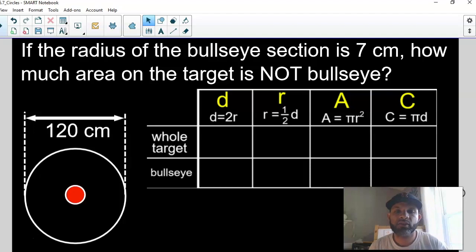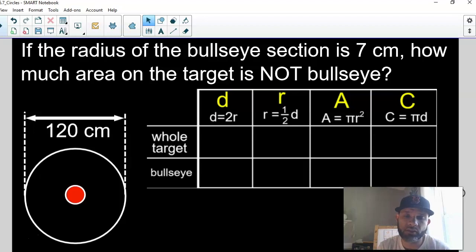Okay, so let's look at this question. It reads, if the radius of the bullseye section is 7 centimeters, how much area on the target is not bullseye? All right, so again, this is available on RPS at home. There's a worksheet there that kind of lays all this out. But again, if you have a sheet of paper and a pencil, you're good to go.